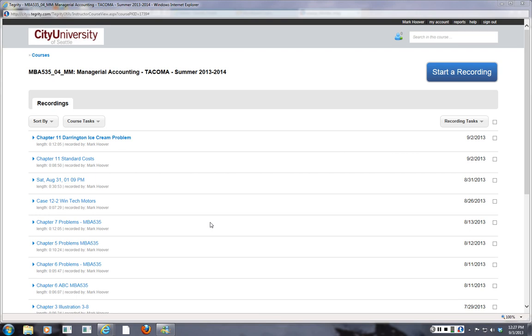Chapter 4, cost-volume-profit analysis. Again, we get into the determination of variable cost, fixed cost, mixed cost, and step costs. So we come up with different methods to determine fixed and variable costs. One is account analysis, just what that is. Then scatter graphs, the high-low method, and regression analysis.